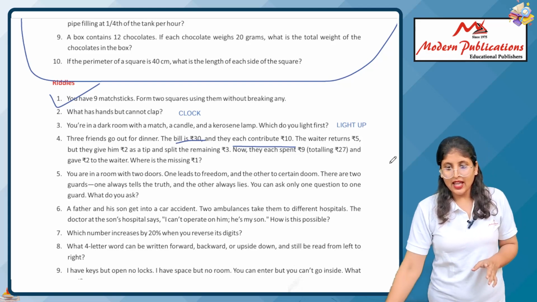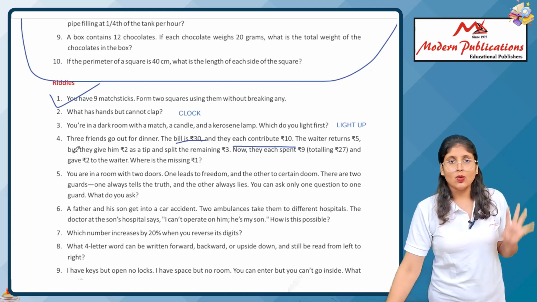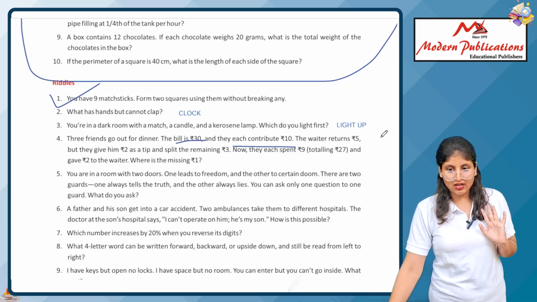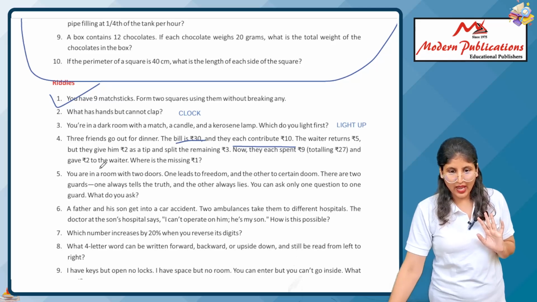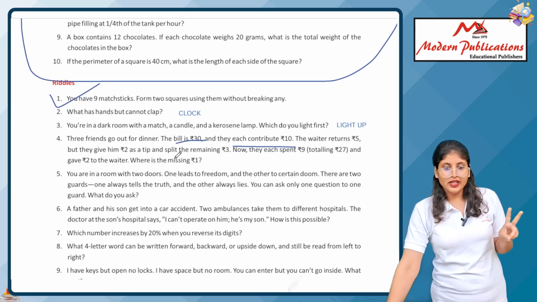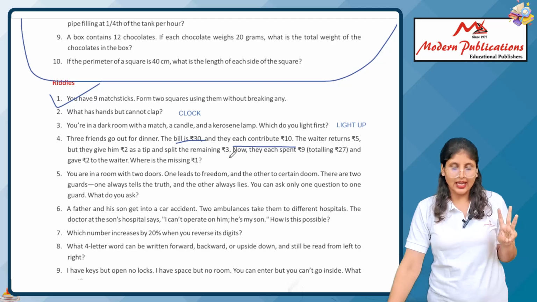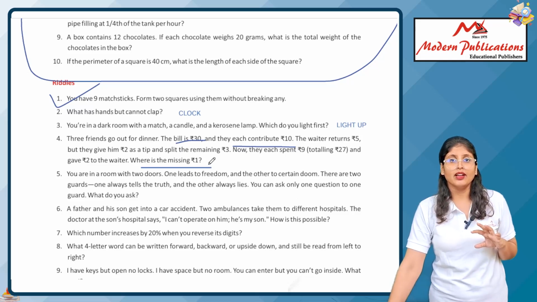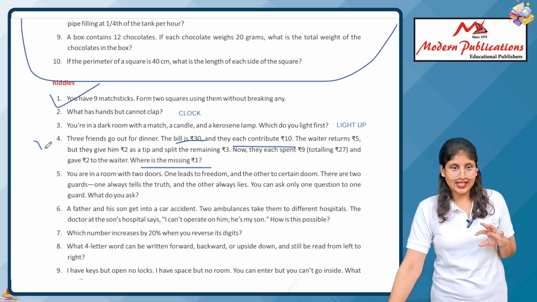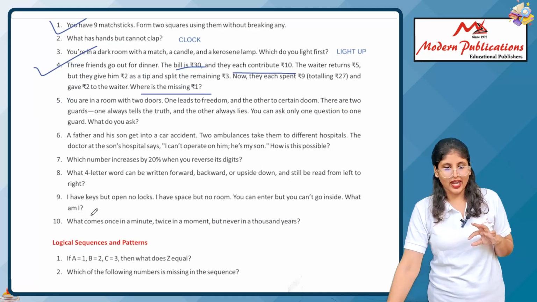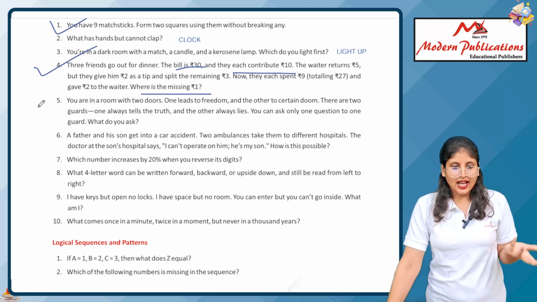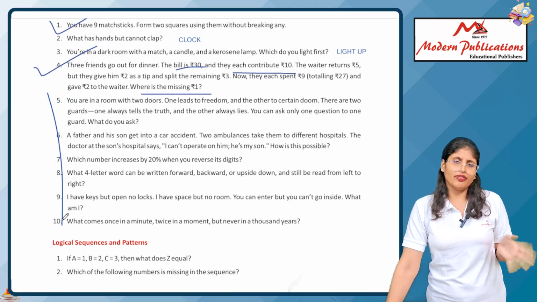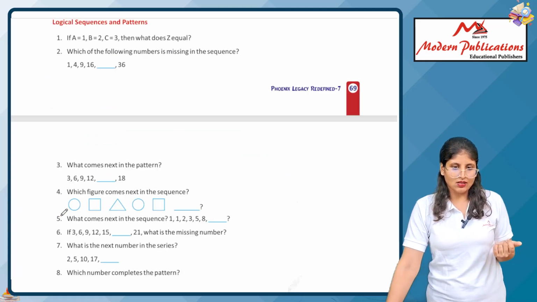The waiter returns 5 rupees to them. And they give 2 rupees as a tip and split the remaining 3. Now they spent 9 each, totaling 27, and gave 2 to the waiter. What is missing? 1. Can you find it? Let's see how many of you can find it. These are some riddles you can figure out, because these are paheliyan. Nothing more than that.